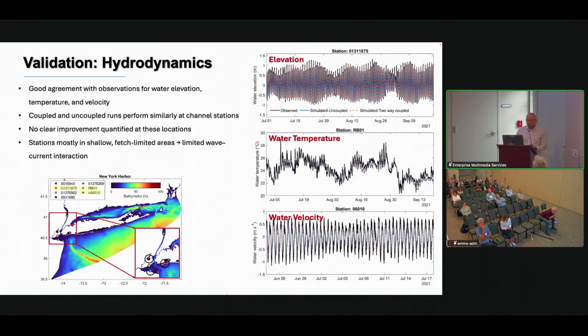And if we move to the validation of the hydrodynamics, we see good agreement with observations for water elevation, water temperature, and water velocity. Most of these observations, as shown on the map, are in shallow areas and in the channels, so the effect of waves is very small in those regions. That's why there's no clear improvement in terms of hydrodynamics when we use a two-way coupled model, so there's no quantification of that. The reason, as I mentioned earlier, is that most of these stations are in shallow, fetch-limited areas, which limits the wave-current interactions.